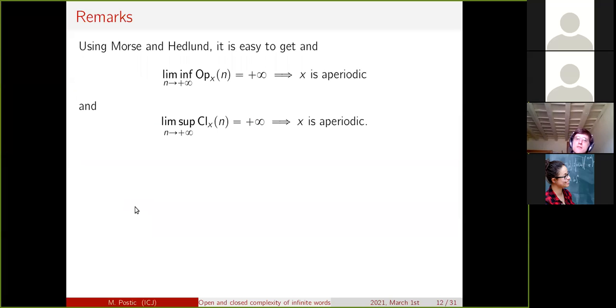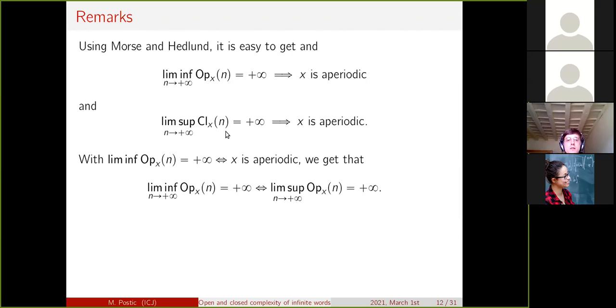So some remarks on this theorem. The first thing is that there was an equivalence in the theorem, but actually one of the directions is really easy to prove. It's the fact that if the lim inf of the open complexity function is plus infinity, then it's easy to see that x is aperiodic, because as I showed you in the previous remark, the classical complexity function is always greater than the open complexity function. So if the open complexity function is unbounded, so is the classical complexity function, and Morse and Hedlund gives the fact that x is aperiodic. And the same holds true for the closed complexity function.